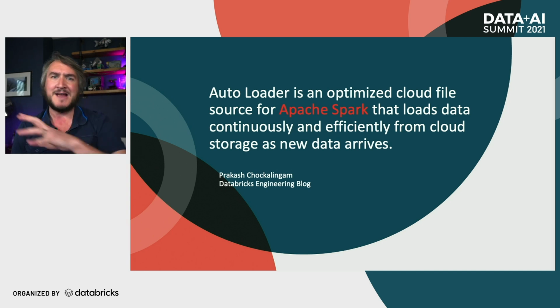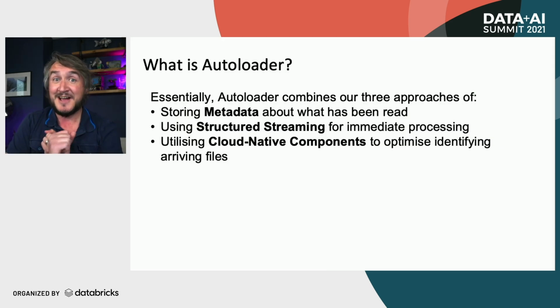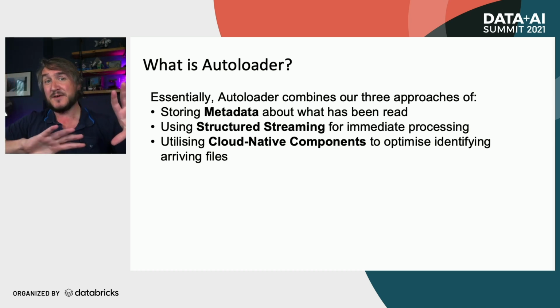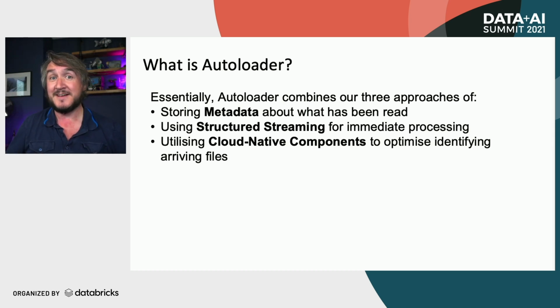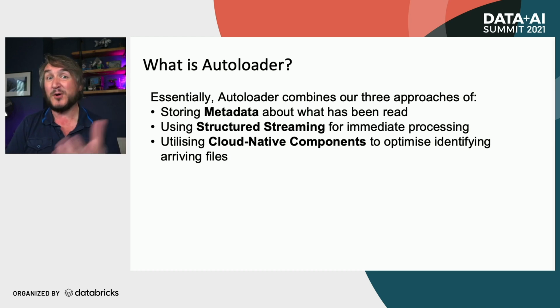But when we actually take a look and compare it to those approaches, this is what it's doing. So Autoloader is storing metadata about the files that we've read so far. So it's doing our metadata-driven thing, except it's doing it for us. It's using Spark structured streaming, so it can do that immediate polling. It can do the reactive. As soon as a file lands, it'll start processing it. But it's also using cloud-native components. It's using things like Event Grid. It's using a message handler. It's doing the file watching. So essentially, Autoloader is taking the lineage of those three different ways that we have historically worked and said, you know what? We're going to take the best of them, bring it together into one out-of-the-box solution. That's the whole point of Autoloader.